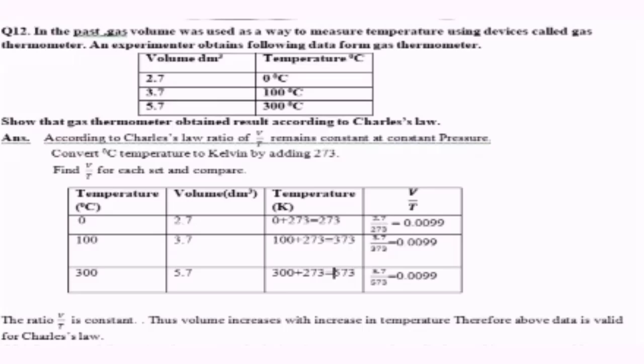Now what we are going to do is, first of all, make a table. The first column represents temperature. We can write down the values of temperature in degrees centigrade as they are. The second column shows the values of volume, which we write as they are in decimeter cube. Now the third column, we write the values of temperature in Kelvin. So this is our first step.